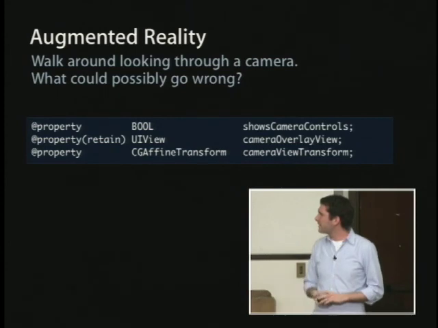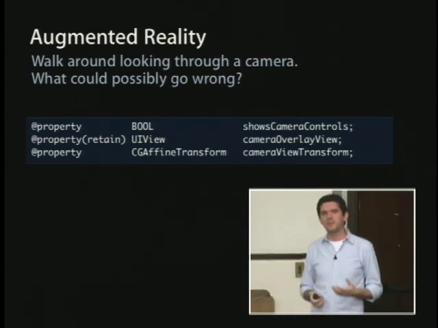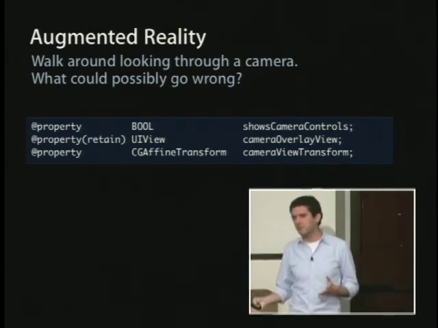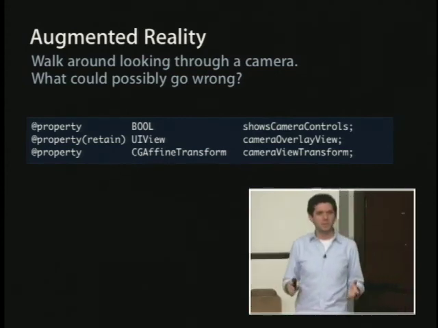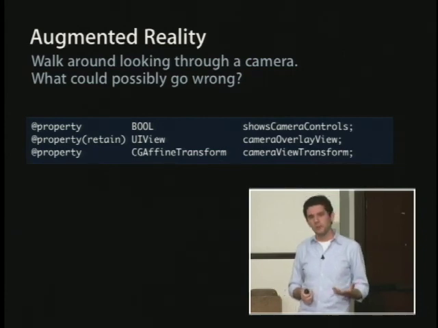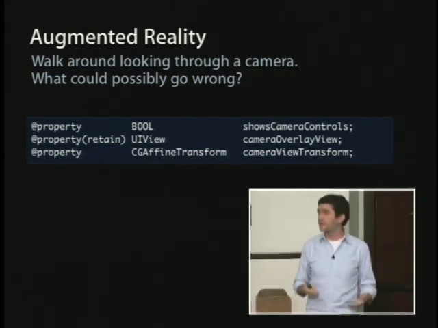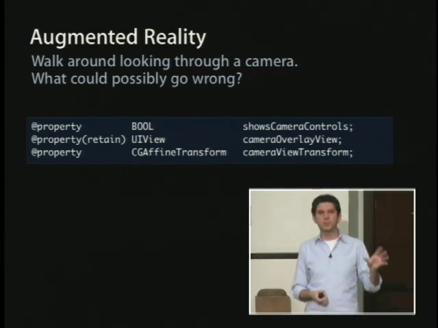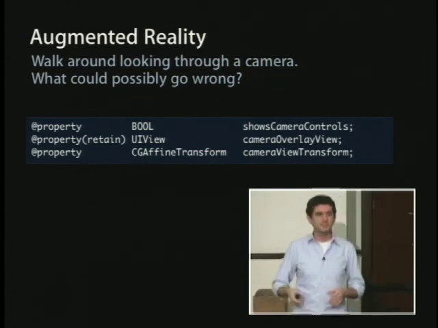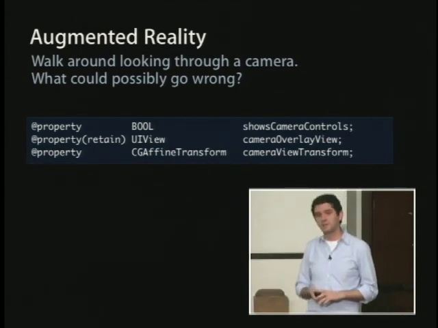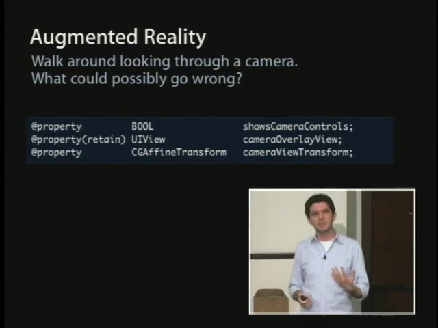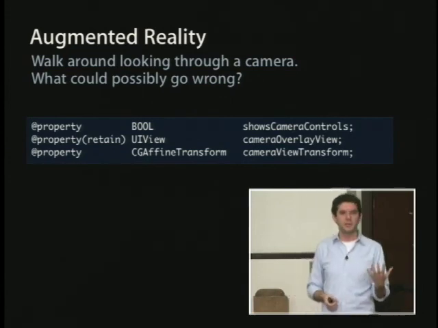And then the last one is the camera view transform. It's a CG affine transform. We've seen CG affine transforms a couple times. You may not have used them too much yet. The common case you probably saw, and we talked about a little bit, was on UI view. A view has a transform property, which is a CG affine transform that lets you either rotate, scale, or translate the view itself. So you can do the same thing using the camera view transform on the camera image, which will basically apply either a scale, rotation, or translation to the actual raw camera video that's being displayed.